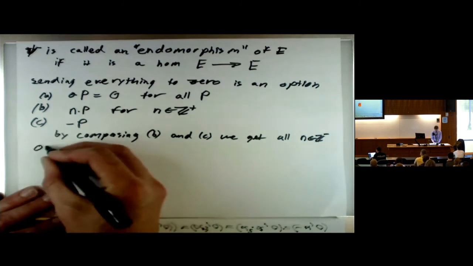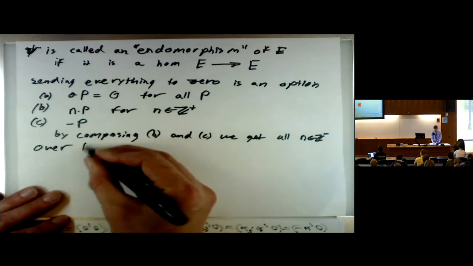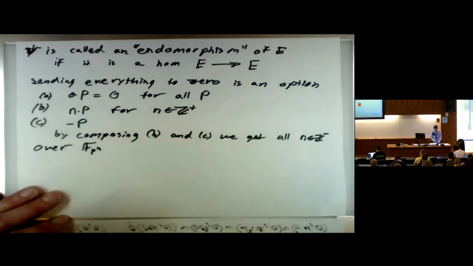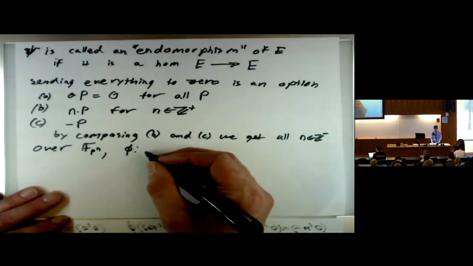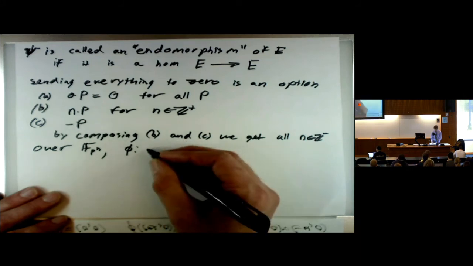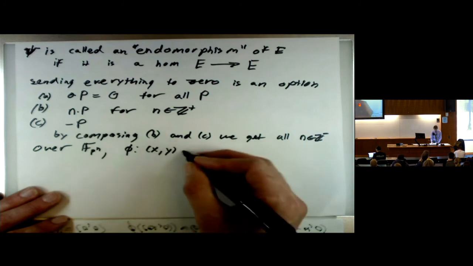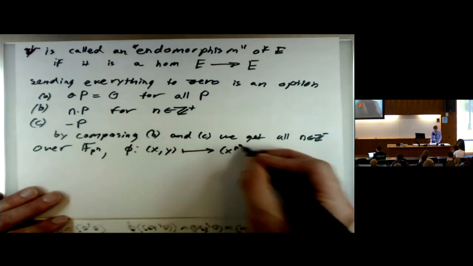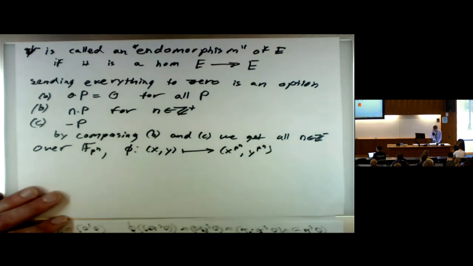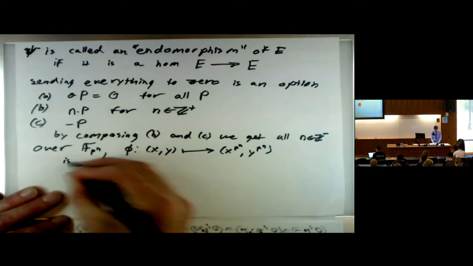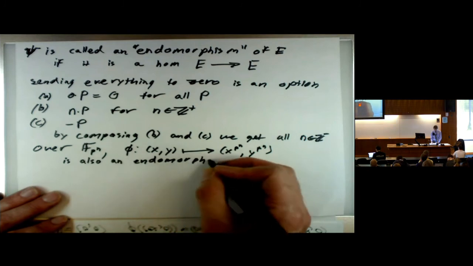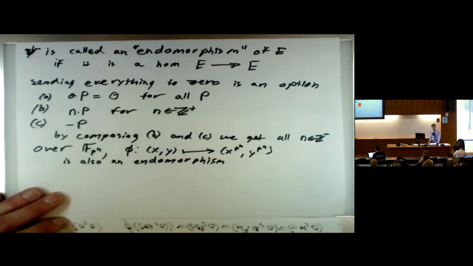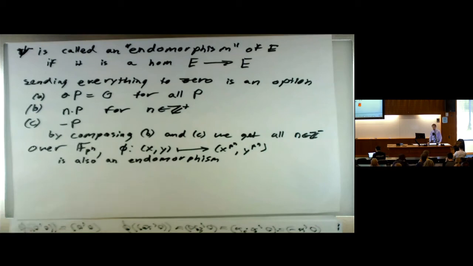So over finite fields, F_p to the n, phi sending... okay. And there are cases, even when you're not working over a finite field, where you may get other endomorphisms.